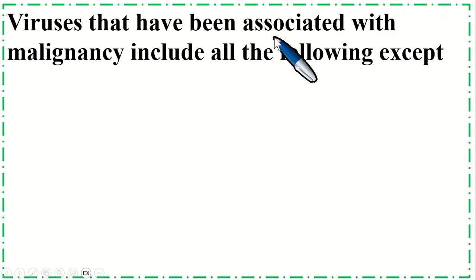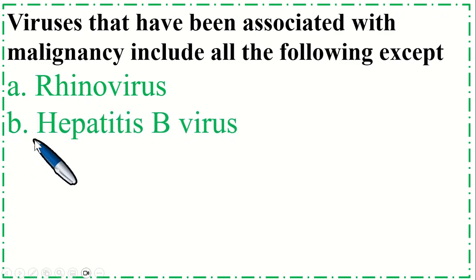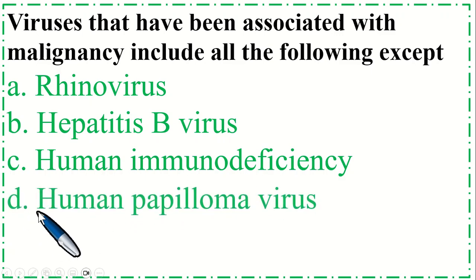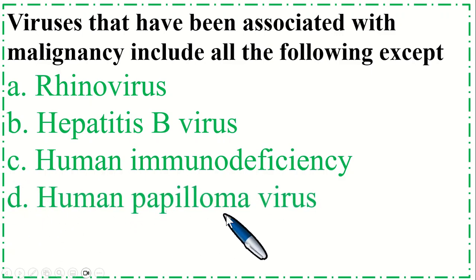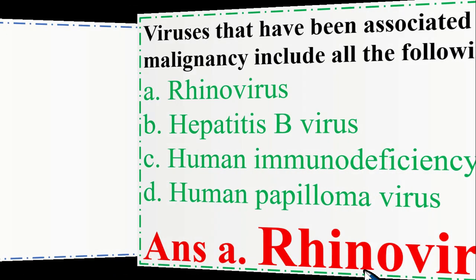Viruses that have been associated with malignancy include all of the following except option A rhinovirus, B hepatitis B virus, C human immune deficiency, and option D human papillomavirus. So the correct option is A rhinovirus.